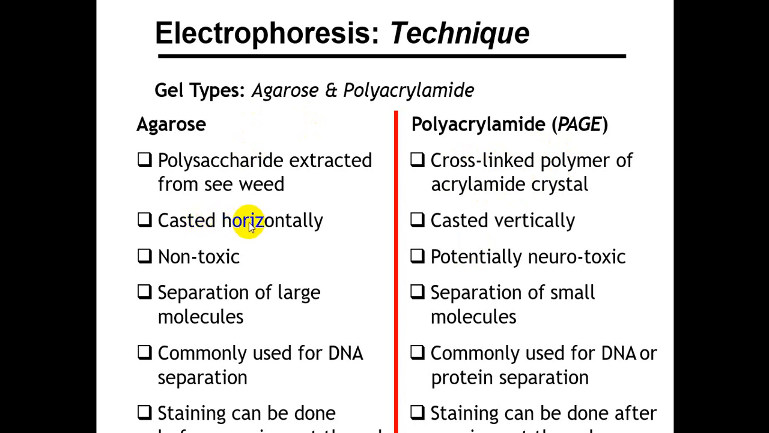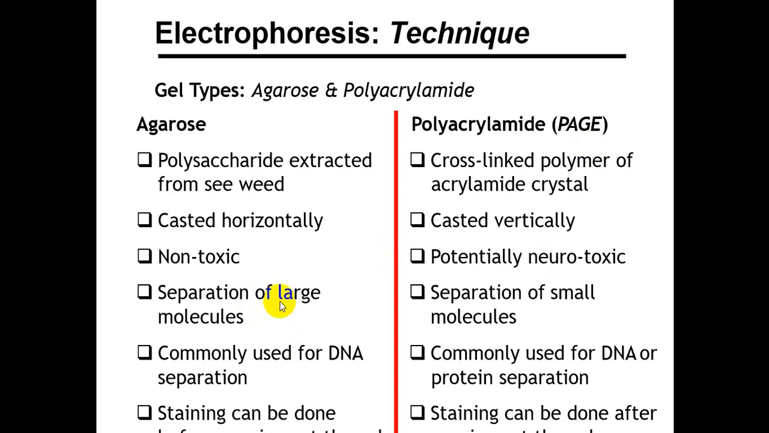Agarose gels are casted horizontally, and like I previously explained, polyacrylamide gels are casted vertically. Agarose gels are from seaweed, so they are organic. They are not toxic or poisonous. Polyacrylamide gels can cause neurological breakdown. They are neurotoxic and can affect the central nervous system.